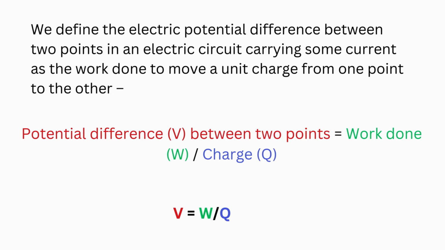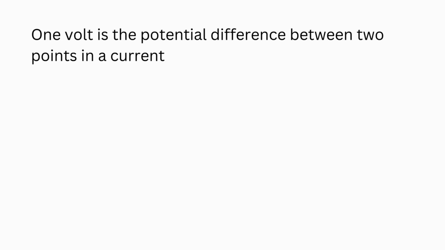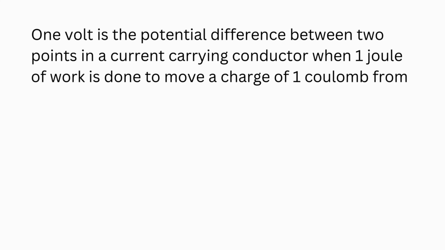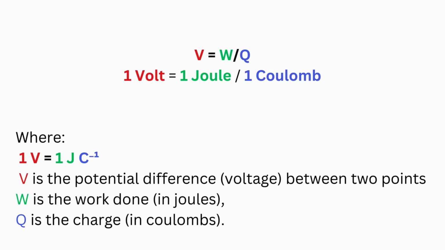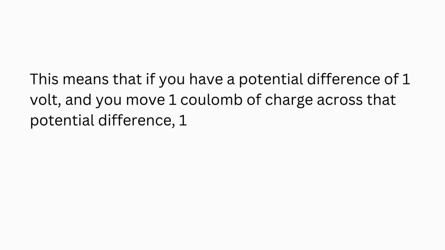So potential difference V between 2 points is equal to work done W divided by charge Q. 1 volt is the potential difference between 2 points in a current carrying conductor when 1 joule of work is done to move a charge of 1 coulomb from one point to the other. Therefore, 1 volt is equal to 1 joule divided by 1 coulomb. This means that if you have a potential difference of 1 volt and you move 1 coulomb of charge across that potential difference, 1 joule of work will be done.